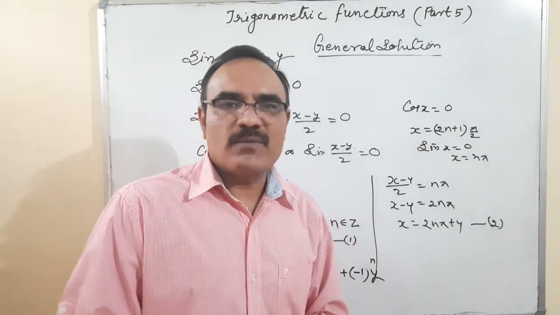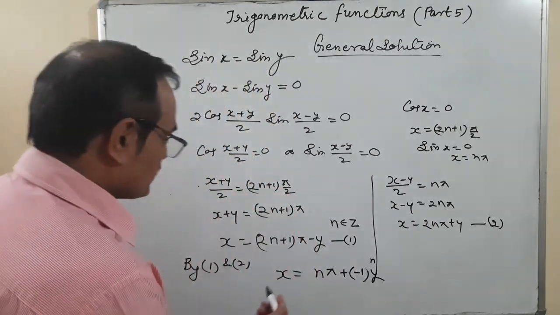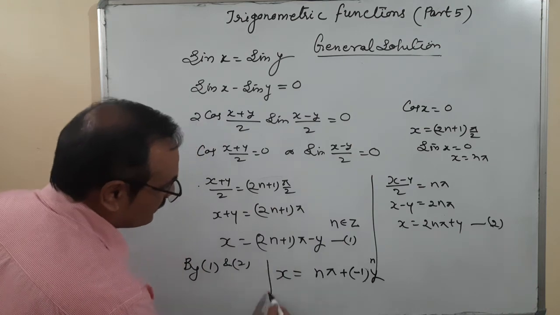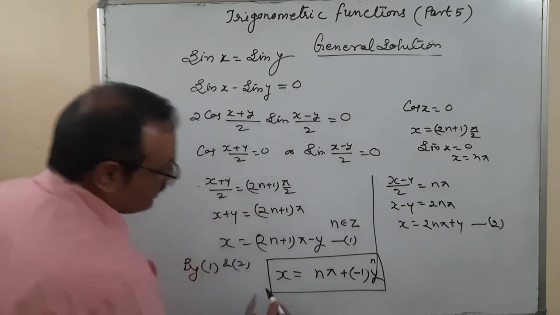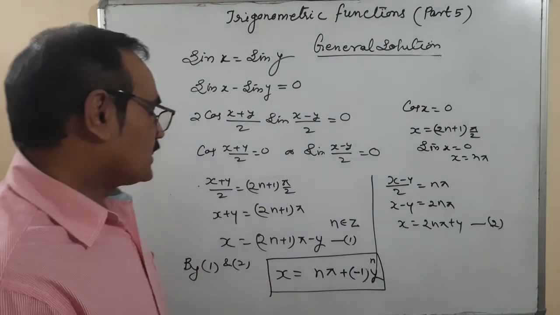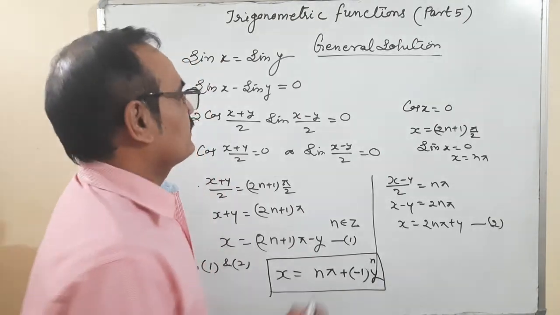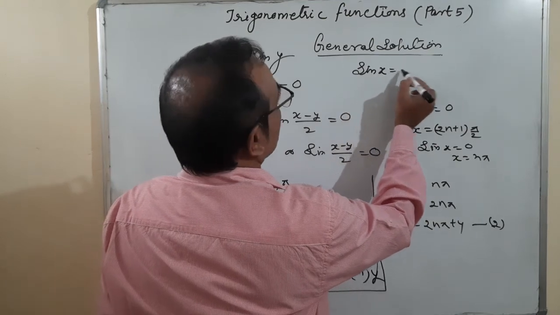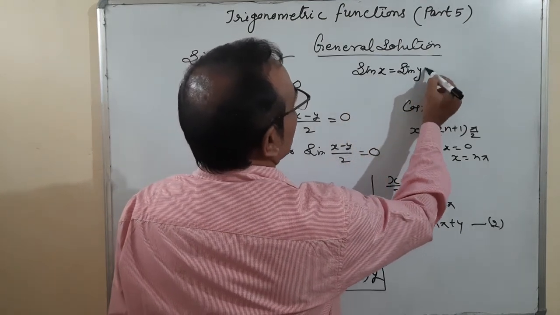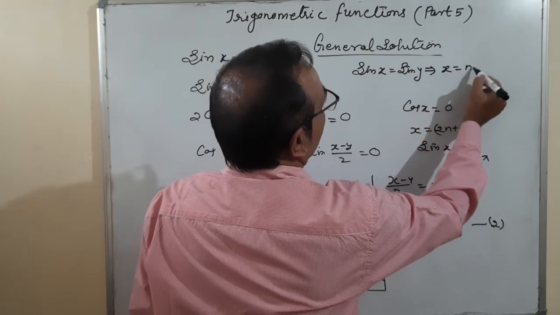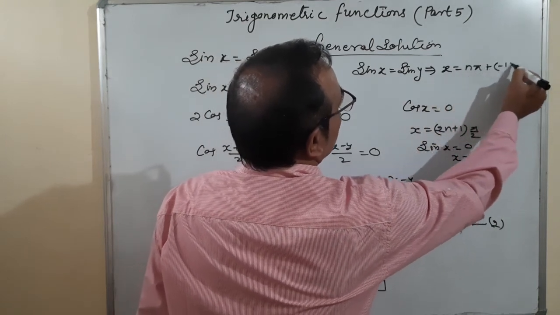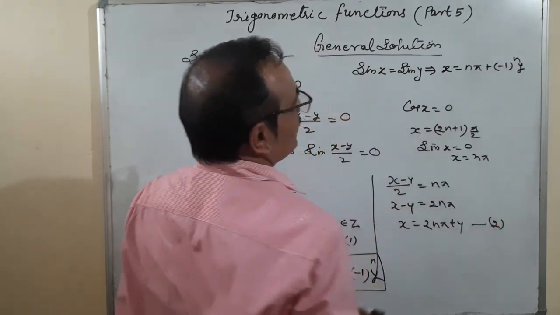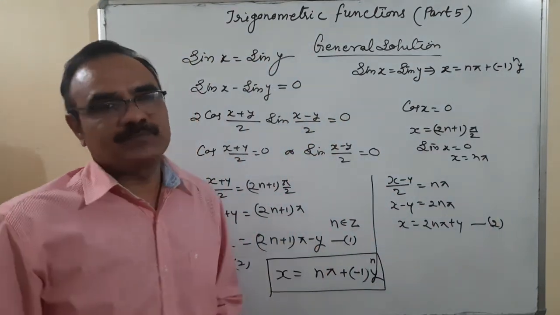So that means when we are combining both the equations 1 and 2, this is the result: x is equal to n pi plus minus 1 to the power n into y. Is it okay? We will remember this as the general solution of sin x is equal to sin y. So sin x is equal to sin y means x is equal to n pi plus minus 1 to the power n into y. Okay, where n belongs to integers. Is that okay?